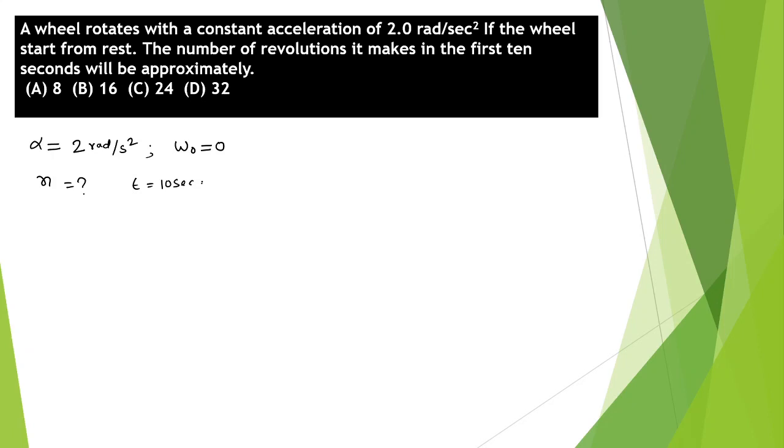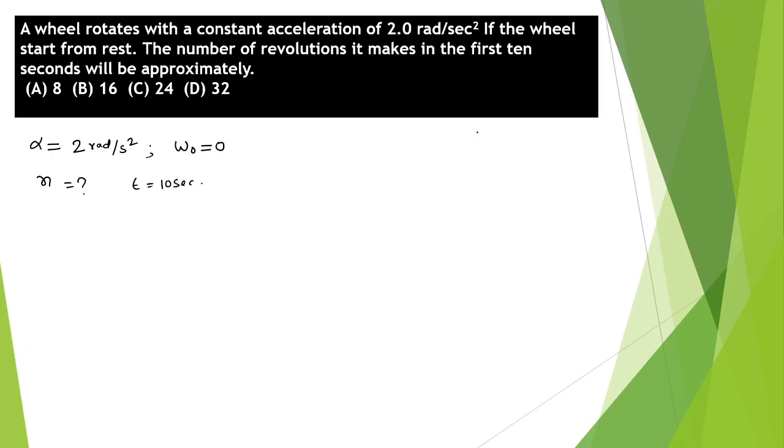Now check it out. What is the given value here? If we check the question, alpha is given, that is 2 radian per second square. And the initial angular velocity is also given. So here what is the initial angular velocity? It is starting from rest. That means the initial angular velocity is 0. Okay. So we have to find out the number of rotations.